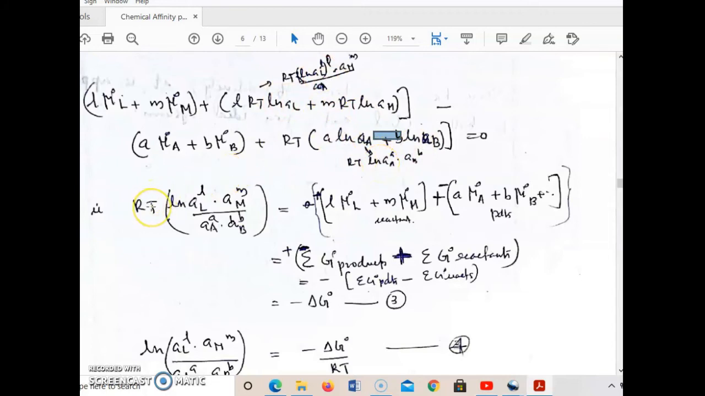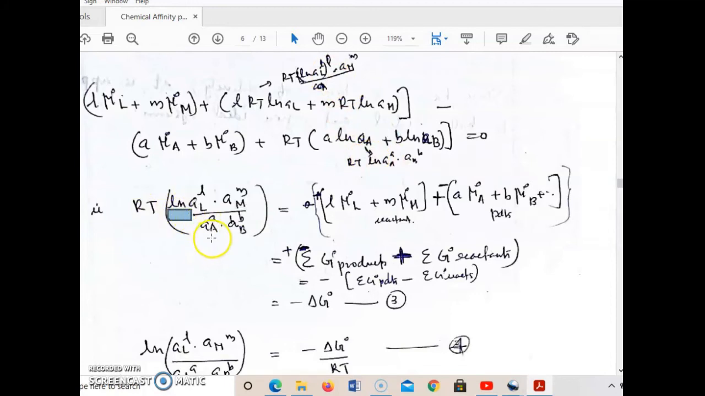So we have RT into, and have a look here, there is a bracket, okay. So this term is also negative. Okay, so we can write this equation. Just take this RT term from both sides as a constant, and we have ln AL raised to L into AM raised to M minus ln AA raised to A, AB raised to B. So log of these two terms is expressed as a difference, so we can put them together in this way.